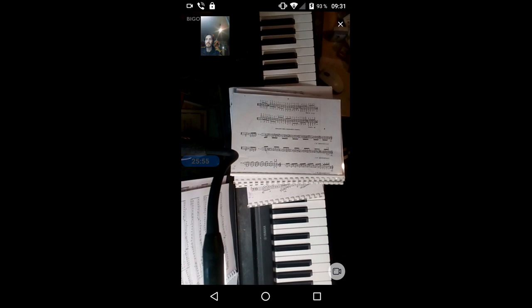So if we play the scale of G major, the second note of a G major scale is A. In the context of the G major scale, we can refer to that A as the supertonic of G major.